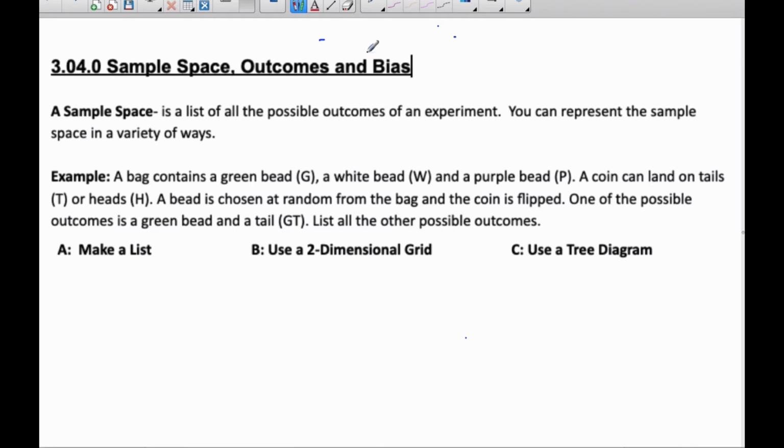All right, it's Mr. Rops here, and today we're going to talk about sample space and bias. And this one's specifically going to be about sample space.